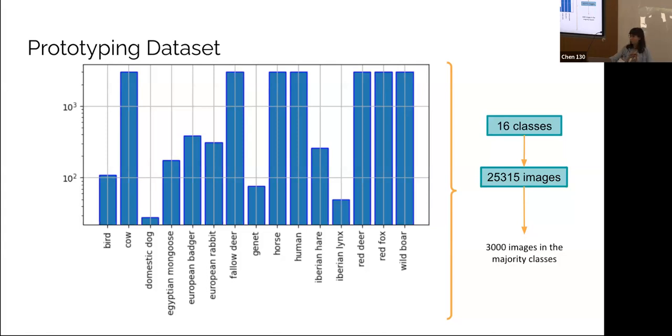Does every single person in the room have pretty majorly imbalanced categories? Anyone have super balanced categories? Yeah, okay, that's what I thought.